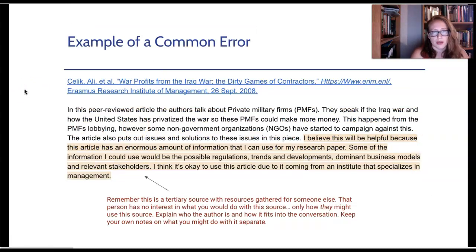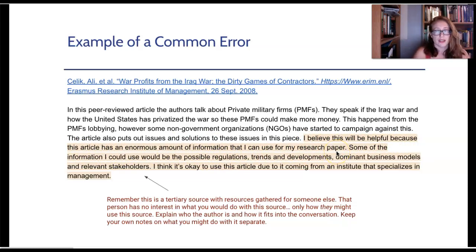Okay. Here's another example of a common error with this objectivity thing. I'm going to keep going through this a little bit. In this last part, if you read through this source, its annotation does a couple of really good things, like it names that this is a peer-reviewed article. It stays relatively in present tense. They get down here and it says, I believe this will be helpful because the article has an enormous amount of information that I can use for my research paper.